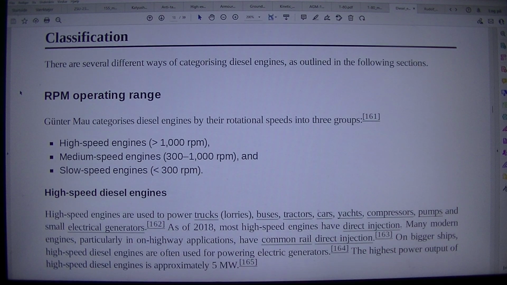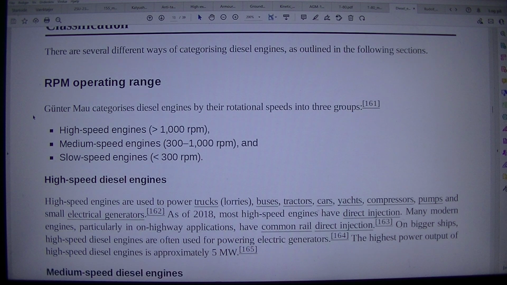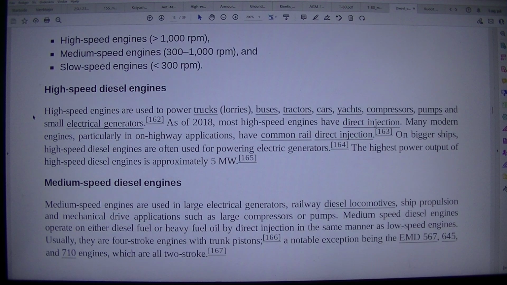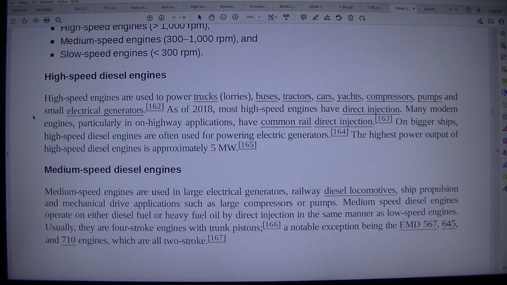RPM operating range. Gunter Mau categorizes diesel engines by their rotational speeds into three groups: high-speed engines, greater than 1000 RPM; medium-speed engines, 300 to 1000 RPM; and slow-speed engines, less than 300 RPM. High-speed diesel engines are used to power trucks, lorries, buses, tractors, cars, yachts, compressors, pumps and small electrical generators.